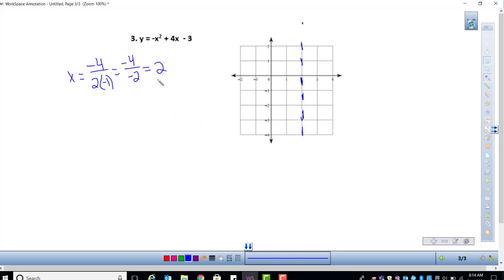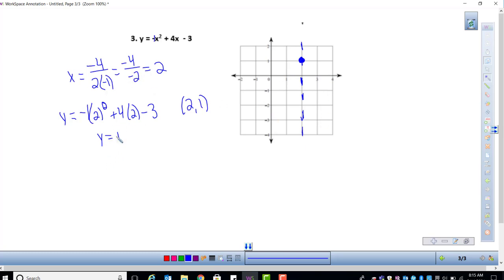Then I can take this 2, plug it in for x: negative 2 squared plus 4 times 2 minus 3. I'm just replacing x with 2. Make sure this negative is on the outside of the parentheses. If it helps, put a 1 there. Plug this into your calculator. We get y equals 1. So my vertex is 2, 1. I should notice that this has a negative, so that means my parabola is going to be opening down.